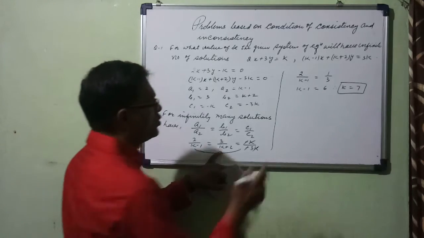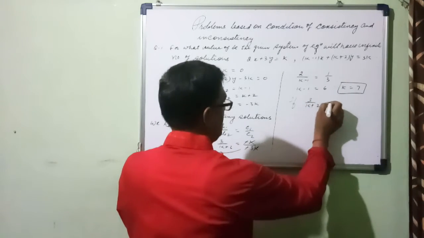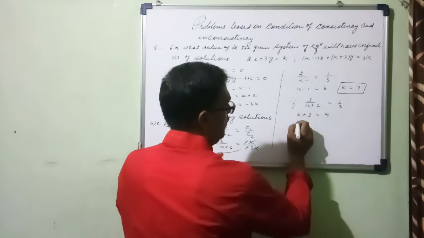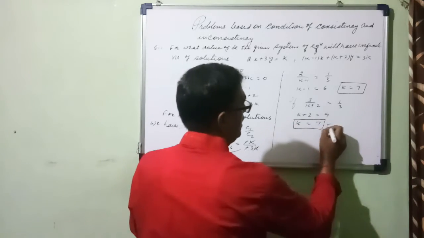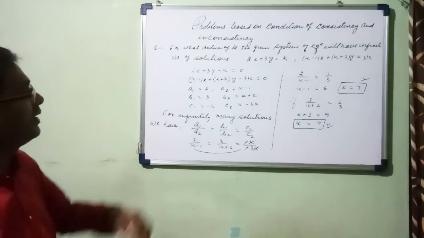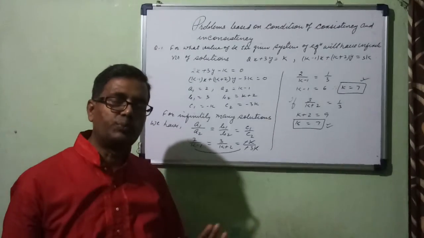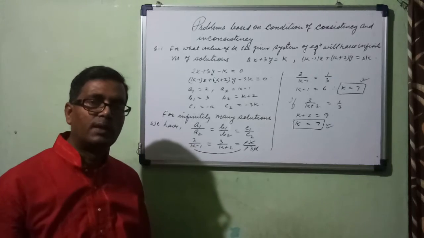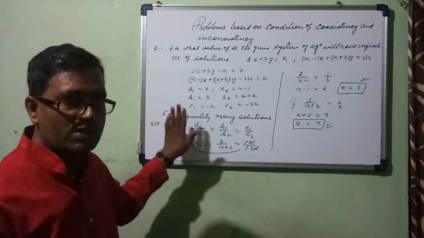So now let us take this together. If 3 by k plus 2 is equal to 1 by 3, perform cross multiplication, k is equal to how much? 7. Did you see? Here is also 7, here is also 7. So if you keep the value of k as 7, you will find that A1 by A2 is equal to B1 by B2 is equal to C1 by C2, and hence it gives infinitely many solutions. So this is the first question.